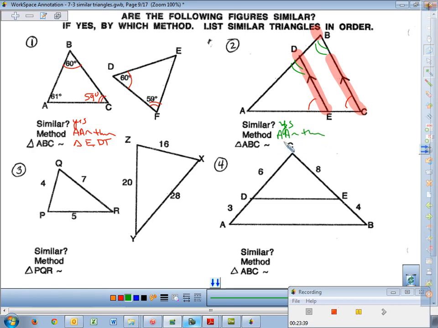Triangle ABC: A goes with A, B goes with D, C goes with E. Give it a shot. A, D, E. Nice. Triangle ADE. Number 3 is all yours. Please pause the video and get that done.